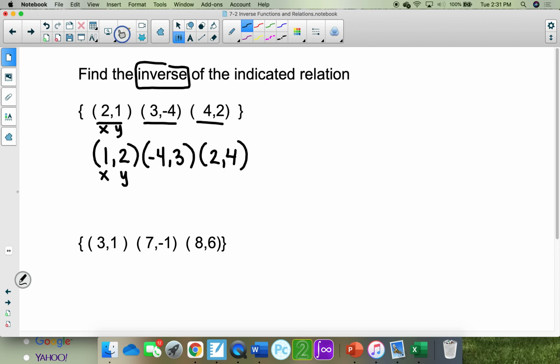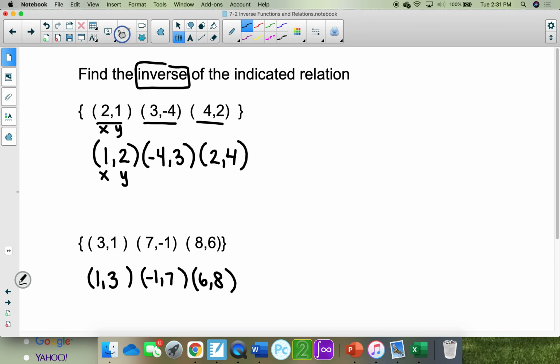One more of these in case I went too fast. Instead of 3, 1, you're going to write 1, 3. Instead of 7, -1, -1 and 7. Instead of 6, 8, 8 and 6. So I think you can handle the first part of 7.2.